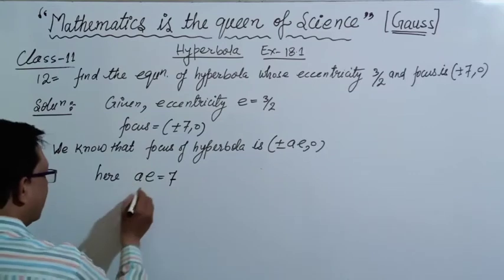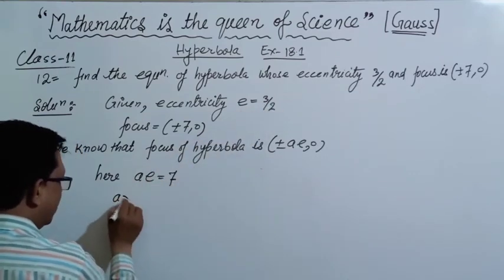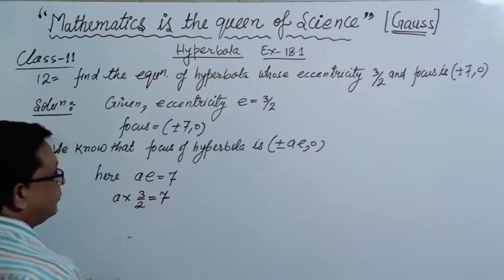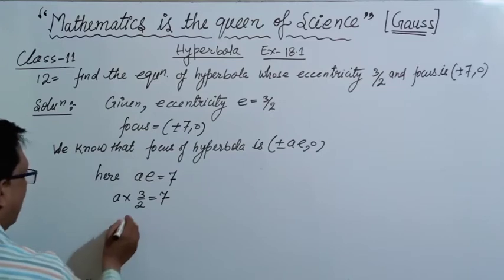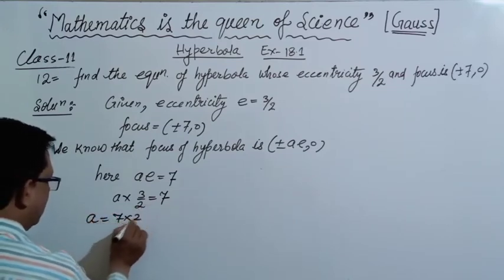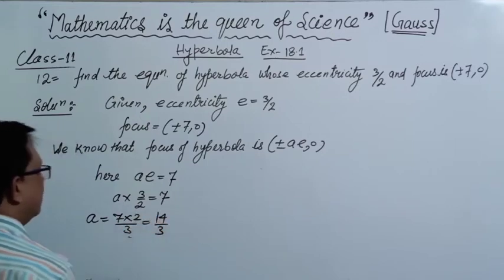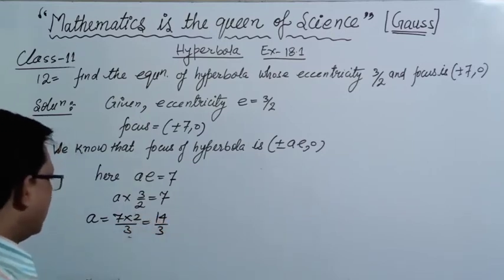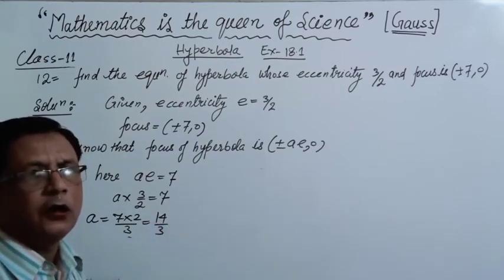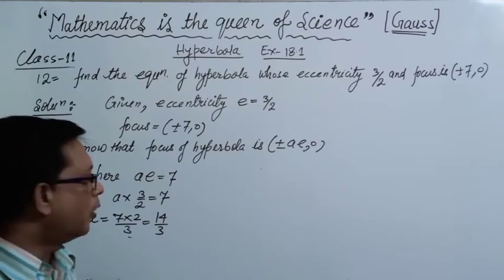So, substituting the value of e here, a into 3/2 is equal to 7. Now cross multiply, we get a is equal to 7 into 2/3, so this is 14/3. Now student, we have found the value of a. To write the equation of the hyperbola, we also need to find the value of b.